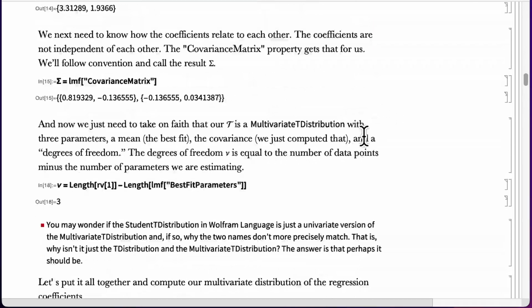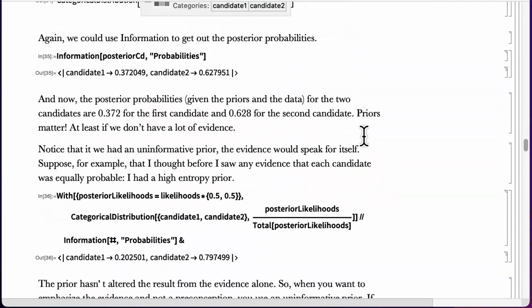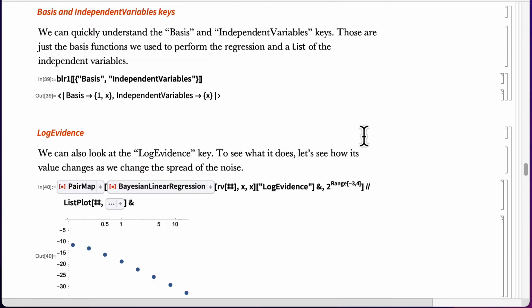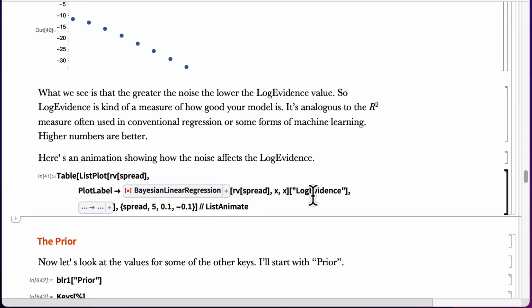All right, back down we go. Where did we get to? We are here. Okay, and so in fact, I can kind of show you this. I'm going to show you a plot in which you're going to see the points converging to the line as the shrinkage goes from 5 to 0.1 in increments of negative 0.1, and the plot will be labeled with the log evidence.